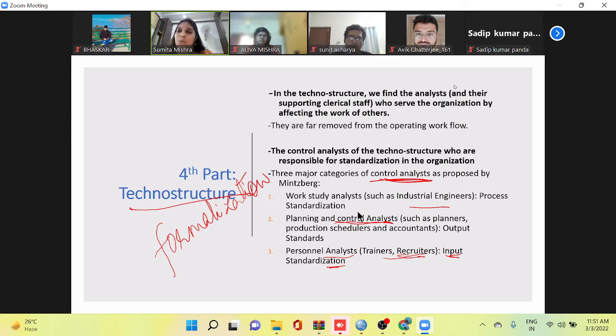But what is most important is the technostructure is not a part of the operating core. Did you understand the role of the technostructure? Everyone, any doubts here? Please ask.